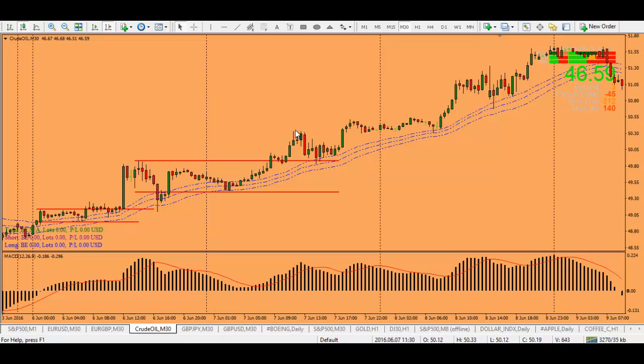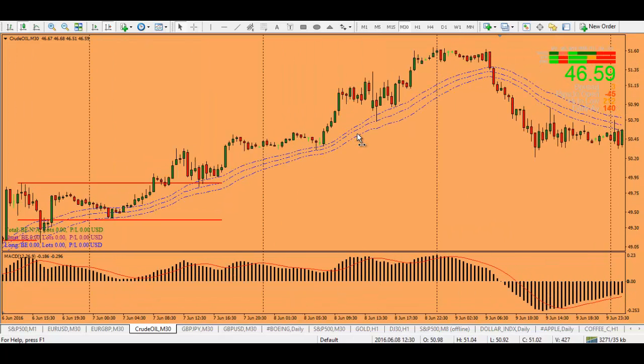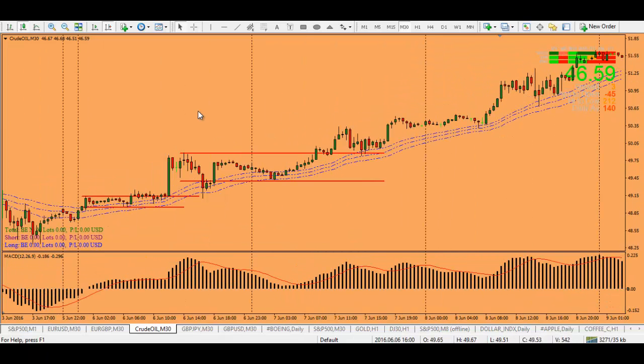You see that? Another one. Pullback. Here's your swing low. Here's a swing high. You mark your swing high. Boom. Another. Then another. So this is a very profitable strategy as per my information.